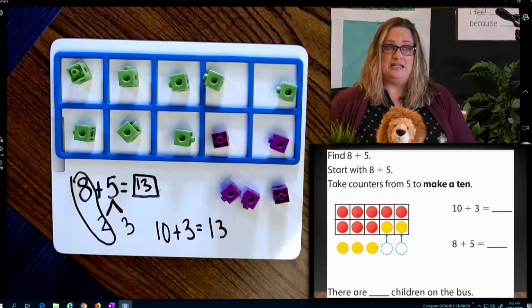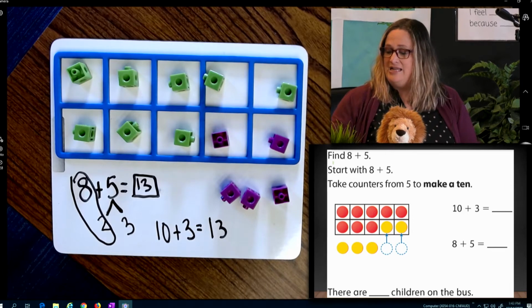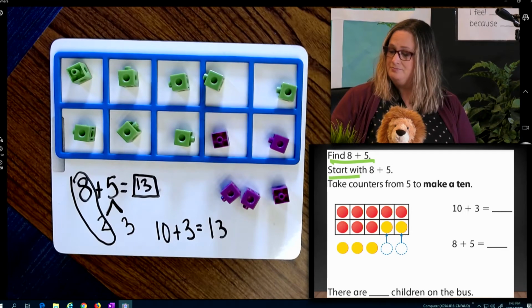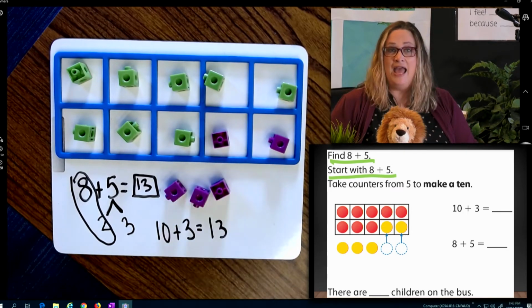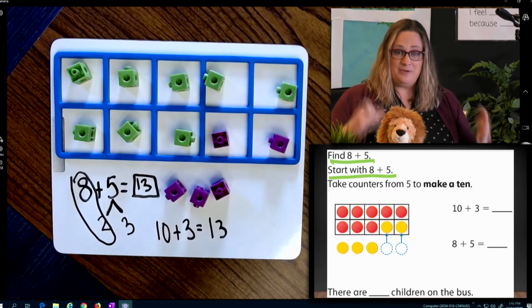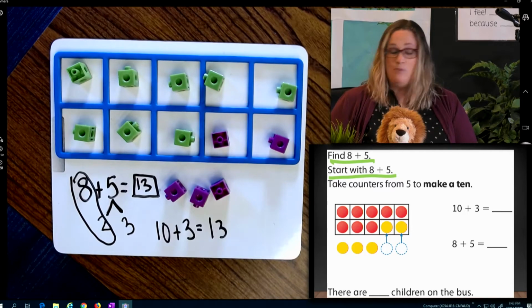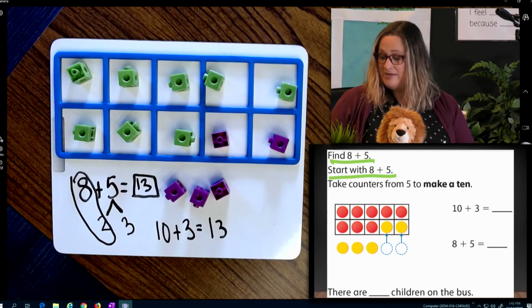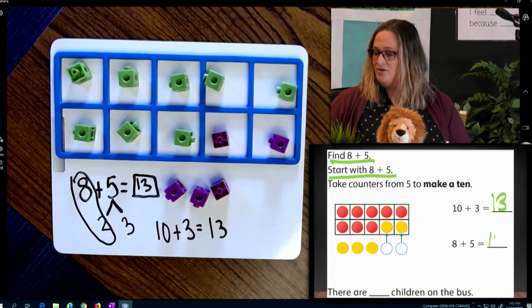So let's look at what they did here and let's see if it matches what we did. It says find 8 plus 5. We started with 8 plus 5, right? Then it says, take counters from the 5 to make 10. Rashid, that's what we did. We took 2 counters from the 5 to make 10. And we no longer had 8 plus 5. We had 10 plus 3, which made 13. So we know 8 plus 5 is 13.